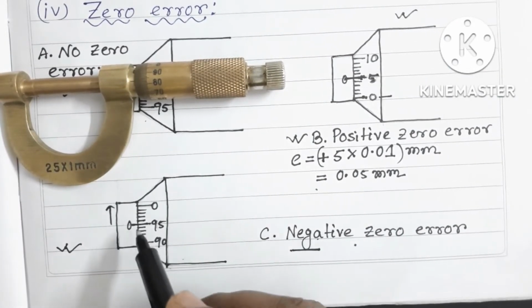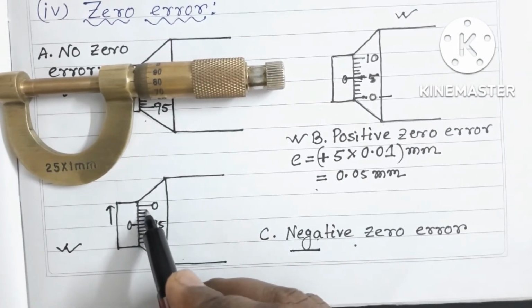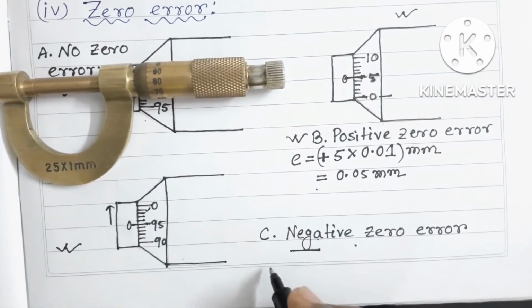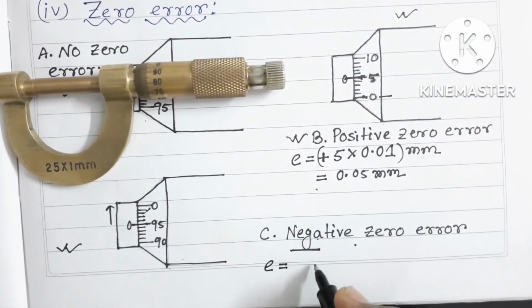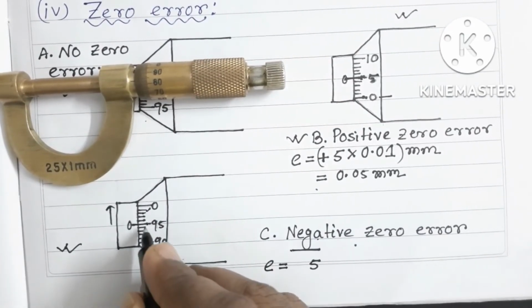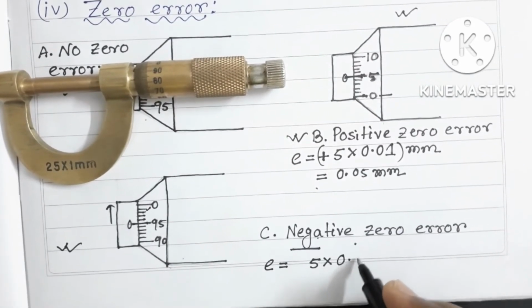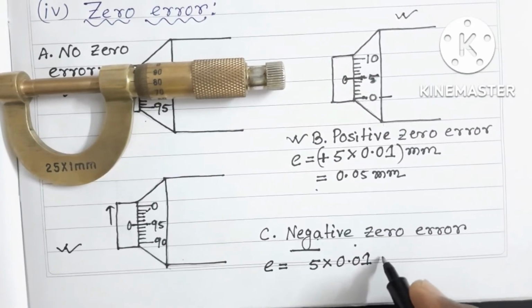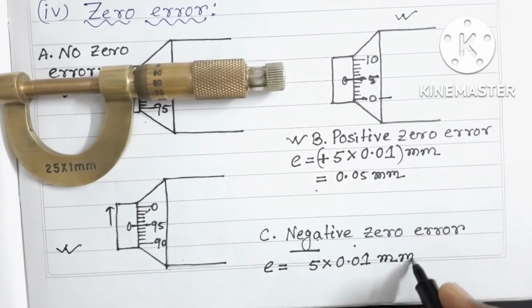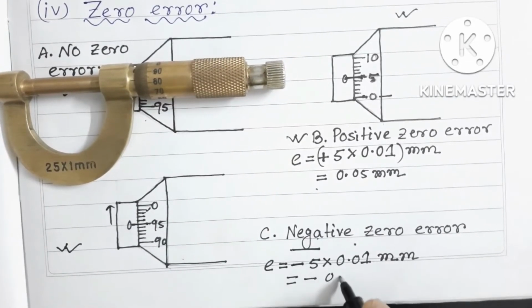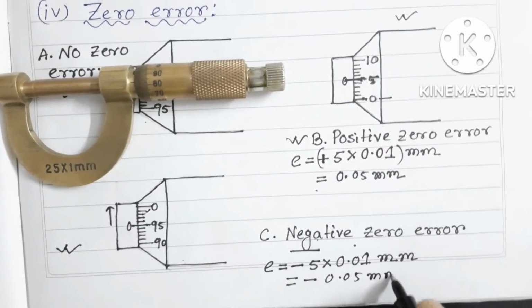Here also you should count from the 0 to the reference line. You will find 1, 2, 3, 4, 5. So hence the error is 5 divisions of the circular scale into the least count, that is 0.01 millimeter, but in this situation it will be minus. So it is minus 0.05 millimeter.